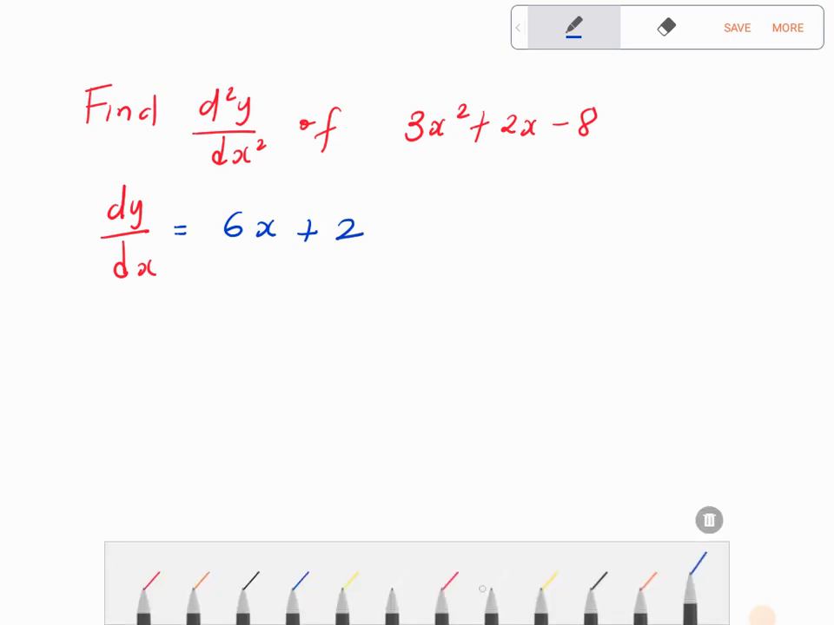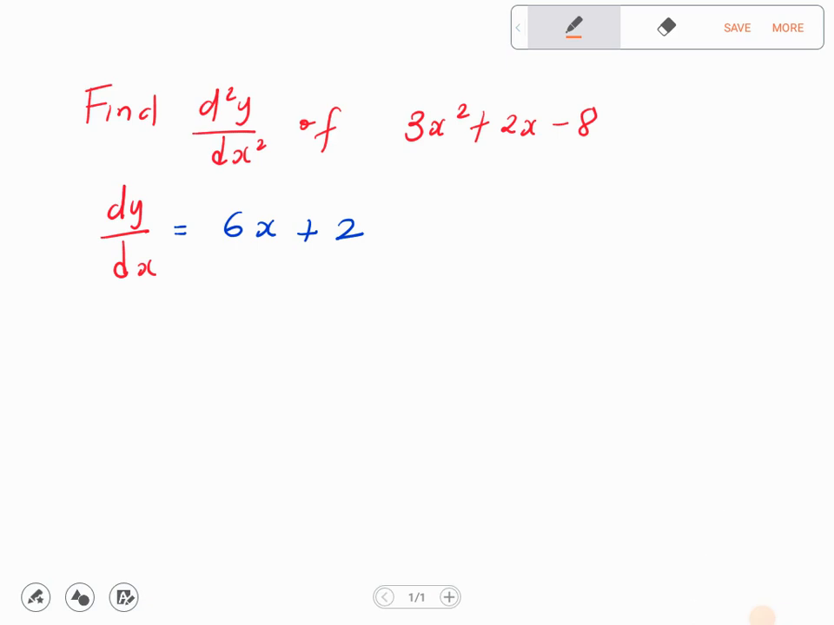Next, what are we going to do? We are going to find now d²y over dx². Now, what do we mean by this? This function will further be differentiated. So, differentiating this one, what do you get? You just get 6. So, the answer is 6. It's simple as that. I hope something has made sense out of here.